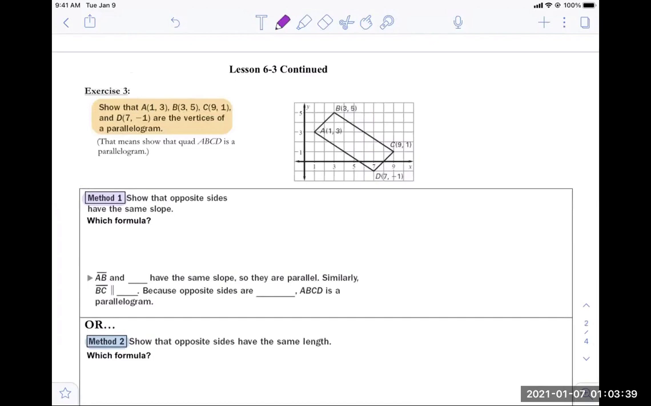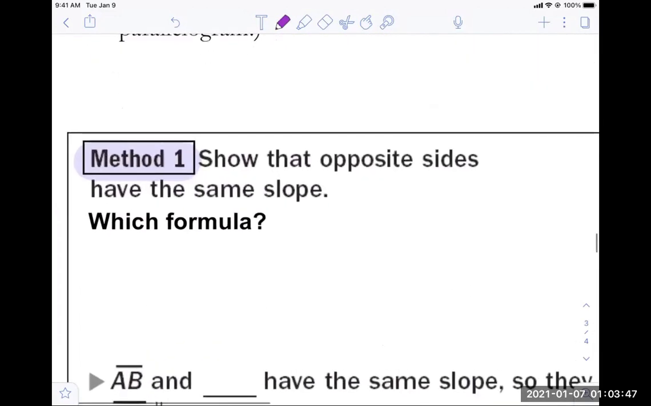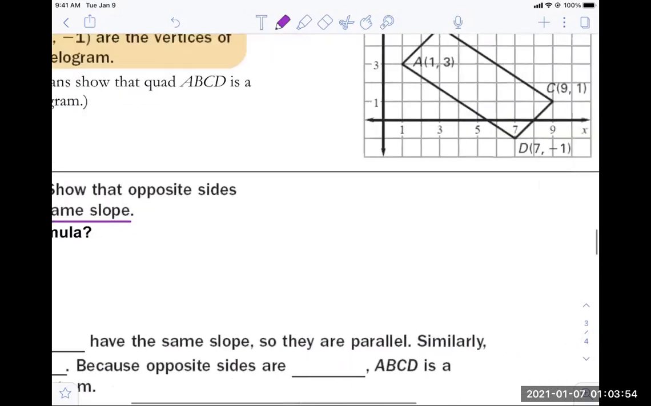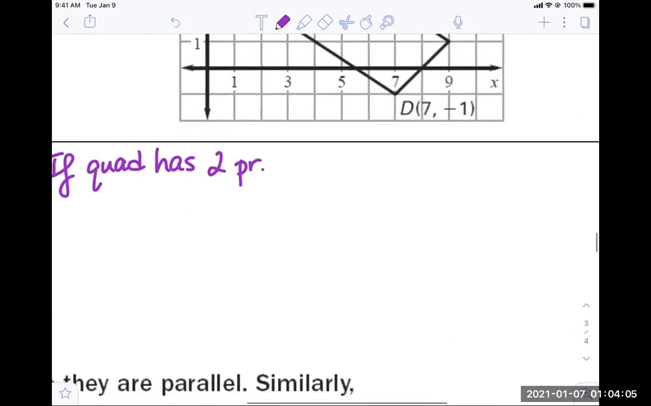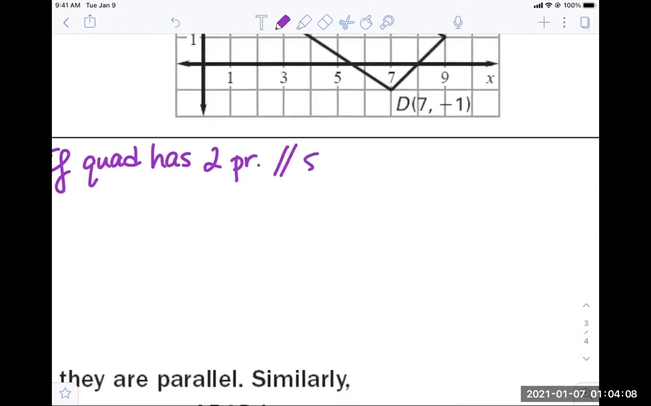Okay, so the first method is we're using the theorem that says that if a quadrilateral has two pairs of opposite sides that are parallel, then the quadrilateral is a parallelogram. Okay, so this is going to be: if a quad has two pairs of parallel sides, then it's a parallelogram.